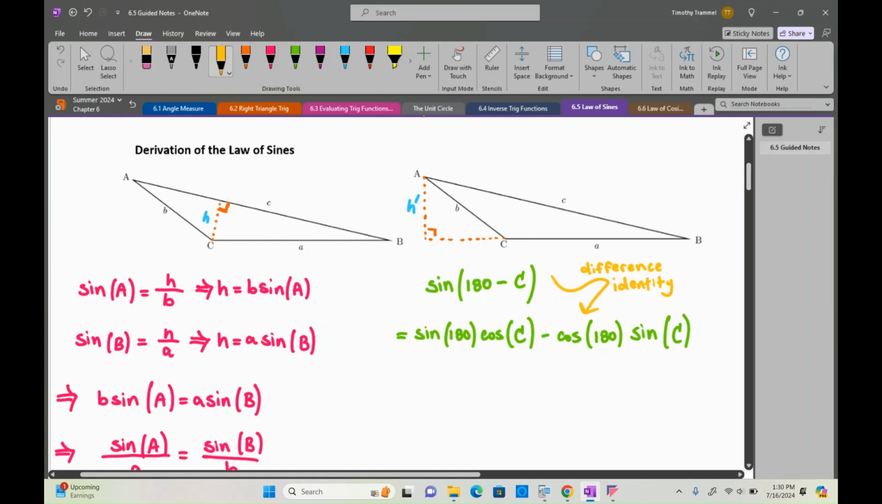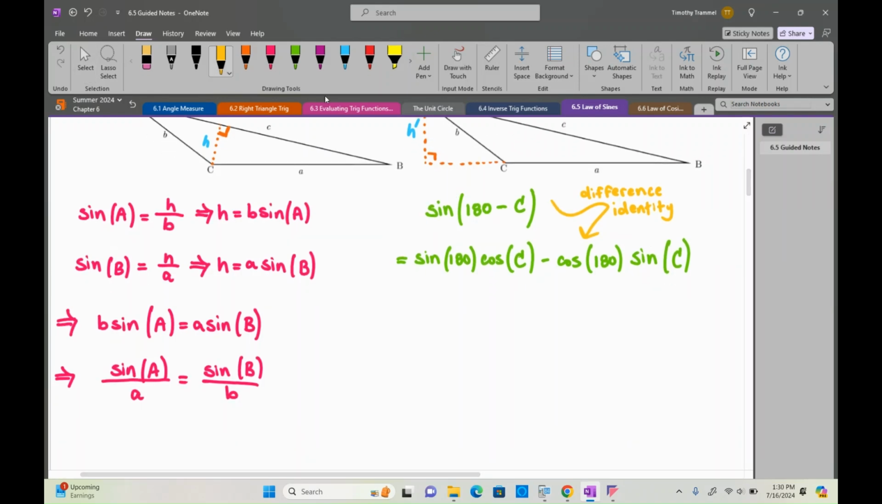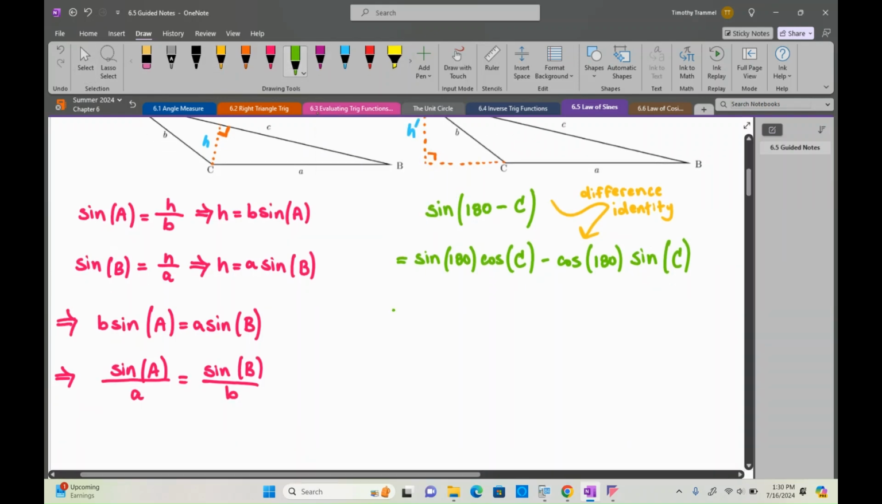Okay, here we go. And then from here, we know that sine of 180 is 0. So this is just going to go away. But it wouldn't be a bad idea if I wrote this step in here: 0 times cosine of C. And then cosine of 180, that's actually minus 1. And so if we simplify what we have here, we just have a positive sine of C.